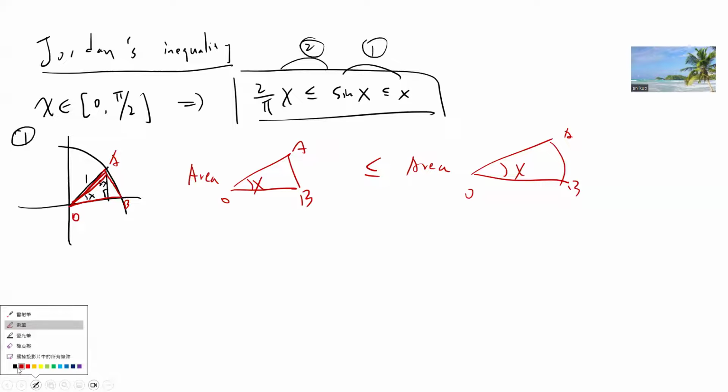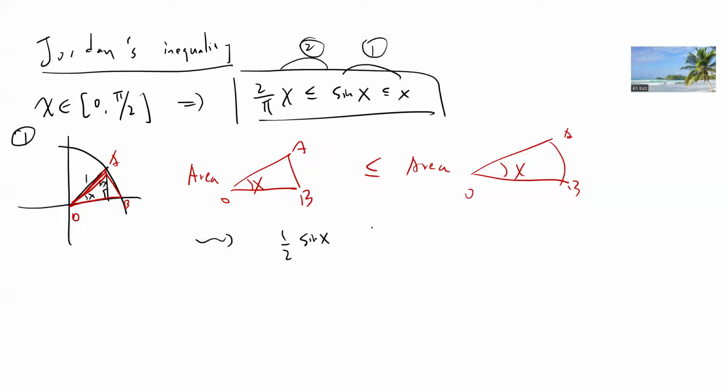Now it's trivial. This area is half of sine x. This area is half of x. So basically we show that sine x is less than or equal to x. And obviously, if x is non-zero, so x does not touch this boundary, it's obvious that this will be less.